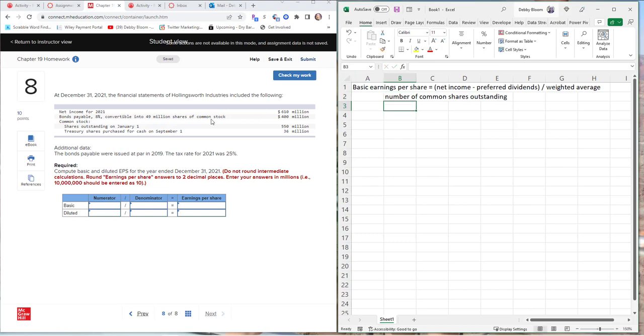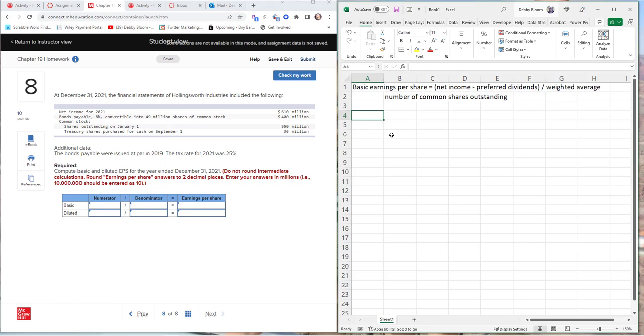So if we look at this capital structure, we're going to see that there's only common stock. There's no preferred stock that was mentioned in this problem. So we can assume that the preferred dividends are 0. So we're going to use our net income of $610 million in our numerator. So all we have to do is calculate the denominator.